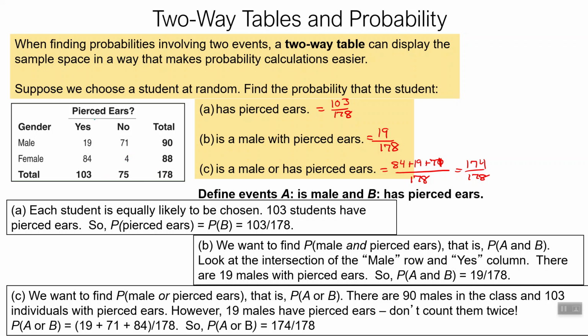But another way we could do it is we could say, what's the total number with pierced ears? Well, it's 103. What's the total number of males? 90. Problem is, this 19 is being counted in both of these. So we could also do 103 plus 90 minus 19 out of 178. And if we add those up and then subtract the 19, we're going to get the same 174 out of 178. So that's another way we can do it. We can add up the two totals and then subtract the overlap.